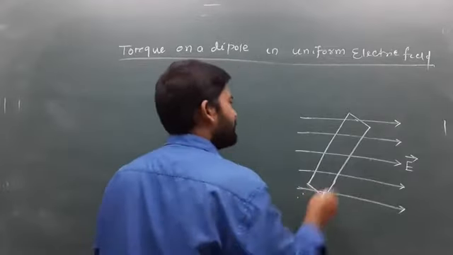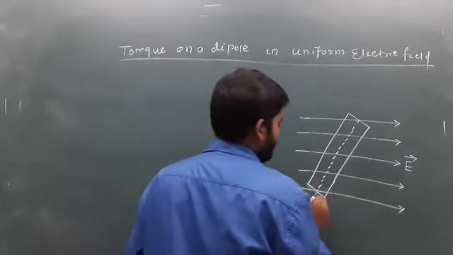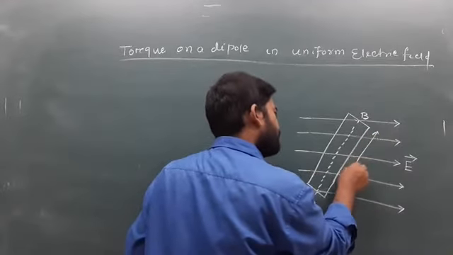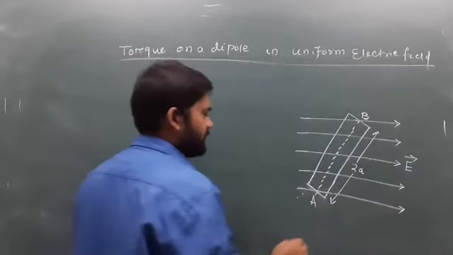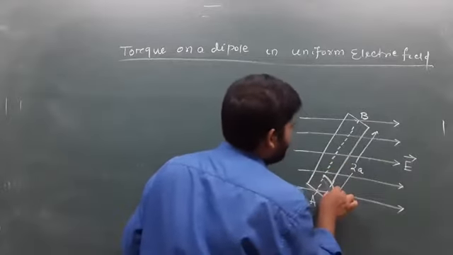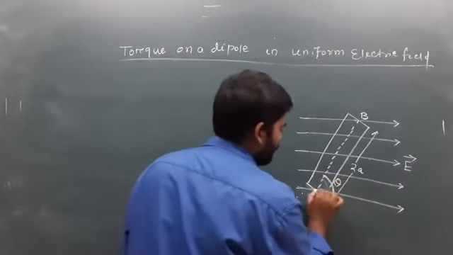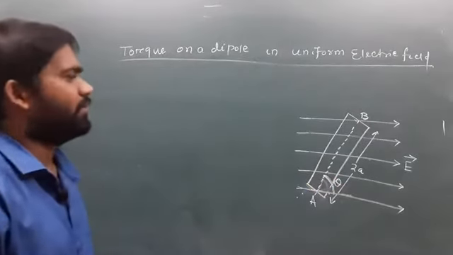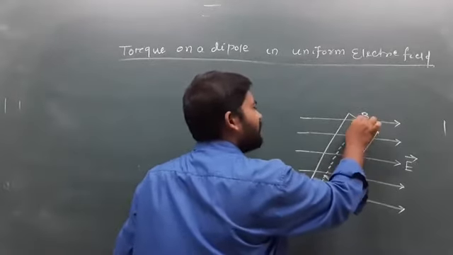So, this is my electric dipole, and the length of the dipole, suppose I take AB, and the dipole length is 2a. The dipole is placed at some angle theta with the electric field. So, this dipole makes the angle theta with the uniform electric field. Now let us measure the torque on that dipole.